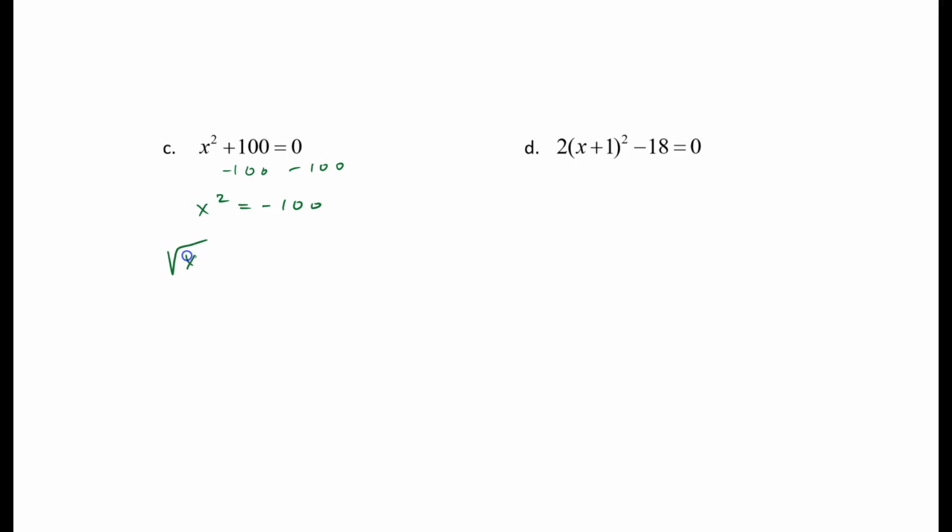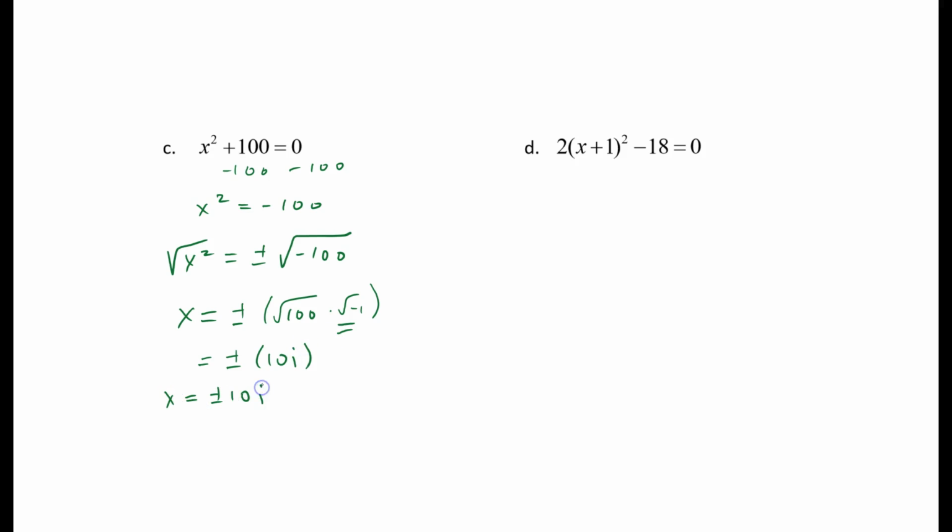So if I go ahead and take the square root of both sides, and again take plus or minus, -100, square root of x squared is just x, plus or minus, and now I can rewrite this from what we learned in Unit 3. Square root of 100 times the square root of -1. Square root of 100 is just 10. That by definition is i. So x equals plus or minus 10i. So x is 10i, or x equals -10i.